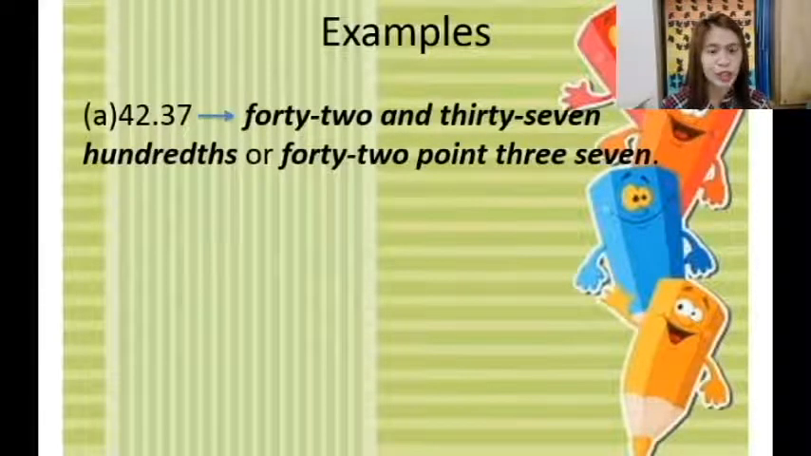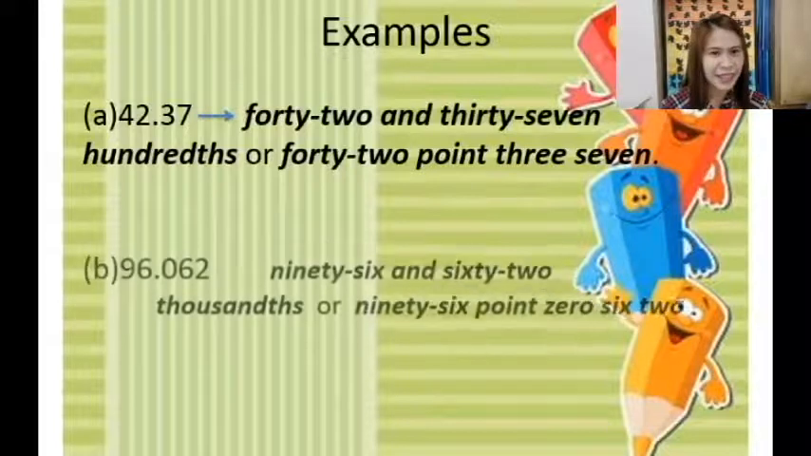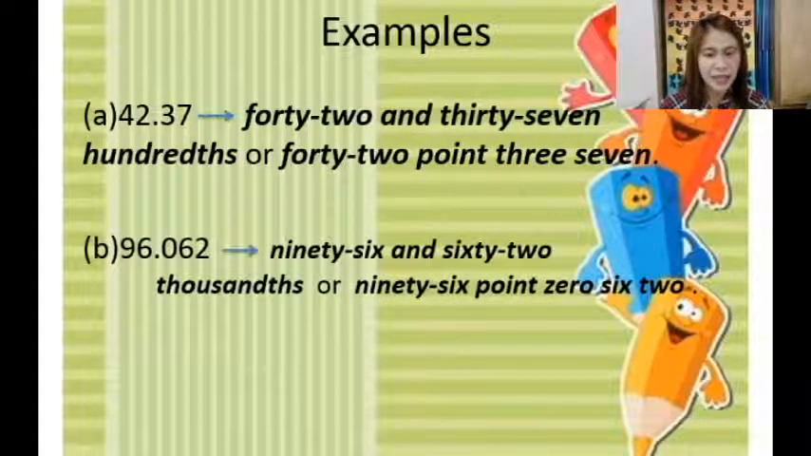42 and 37 hundredths, or we can write it as 42.37. Okay, second example: 96 and 62 thousandths, or 96.062. So, which is easier?